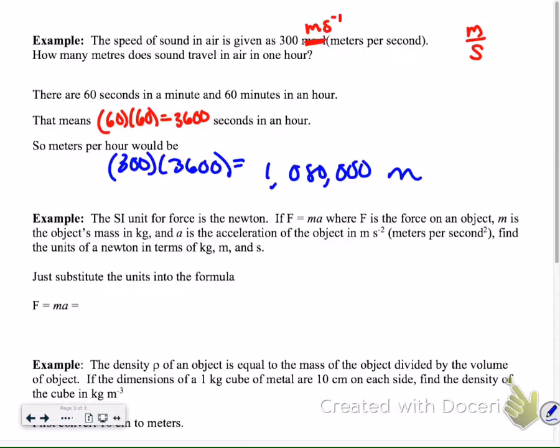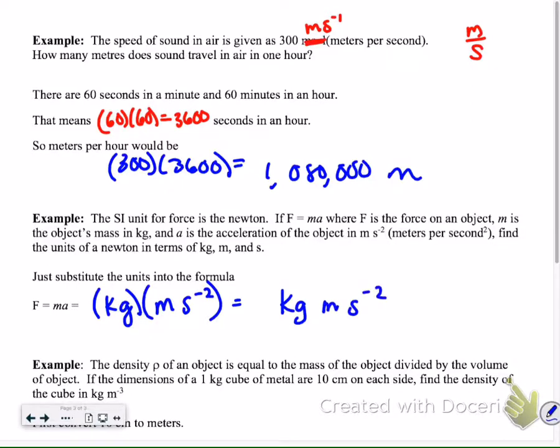Well, this question seems harder than what it actually is. Instead of writing mass times acceleration, they want you to actually put in those units. So mass was kilograms, and my acceleration is meters per second squared. So we multiply that together, and that's going to be kilograms meters per second squared.